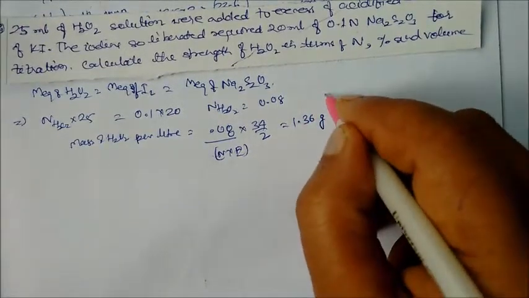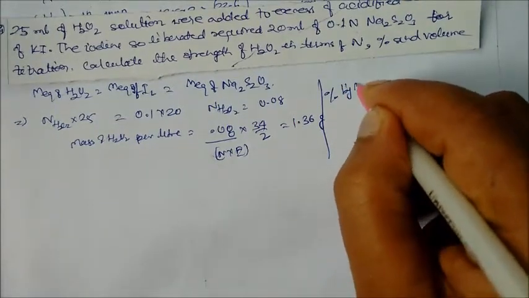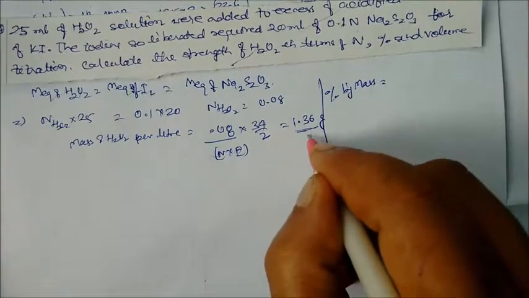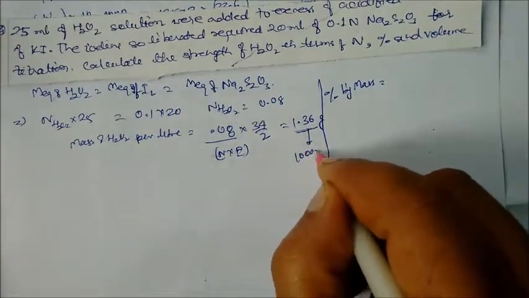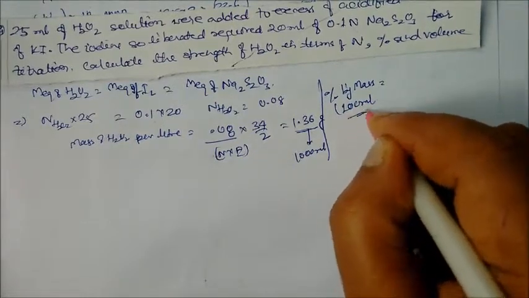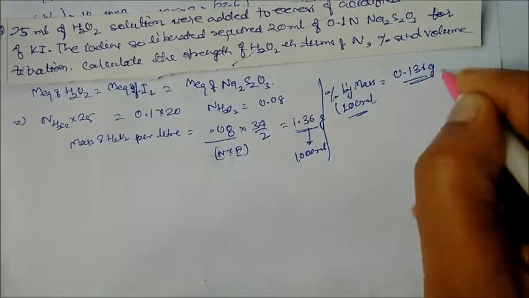Now the second part, percentage by mass. So percentage by mass will be how much? So this is per liter, so this we are getting in 100 ml solution. So here we want 100 ml. So in 100 ml, what is the percentage mass? This will be your 0.136 gram. This is per 100 gram.